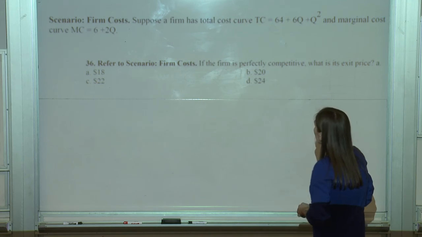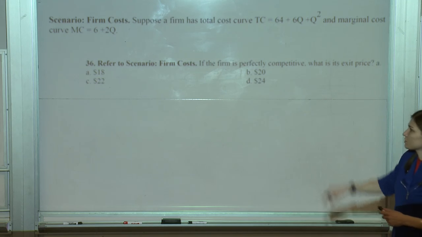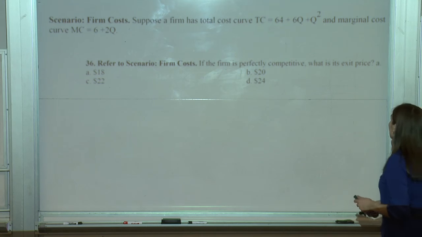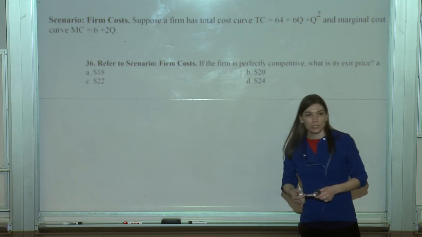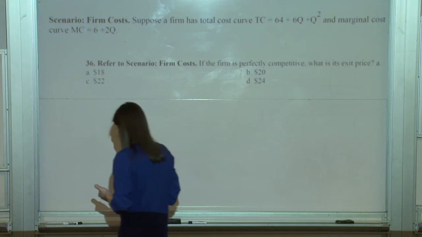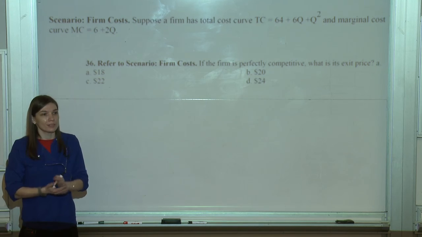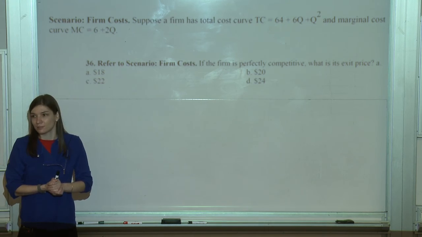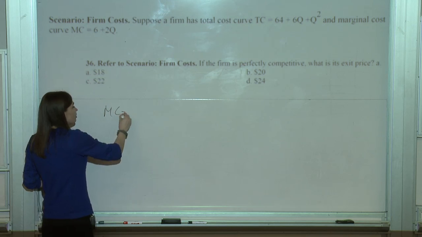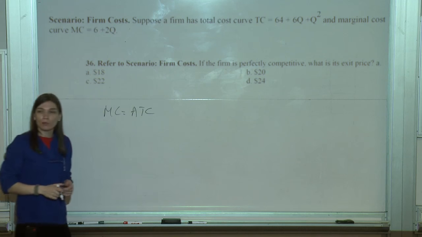We have a firm with total cost of that formula and marginal cost of 6 plus 2q. If the firm is perfectly competitive, what is its exit price? How can we find the exit price? Perfect competition. Exit price is where marginal cost equals average total cost. And what was shutdown price?